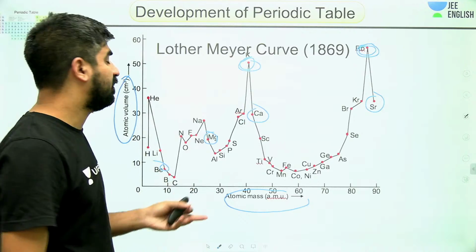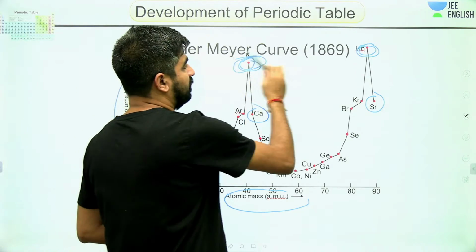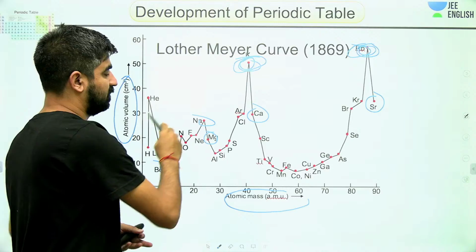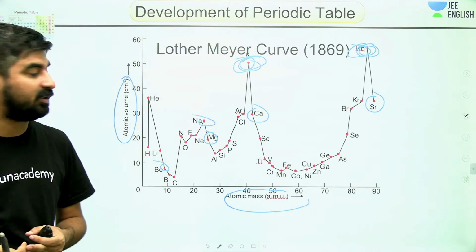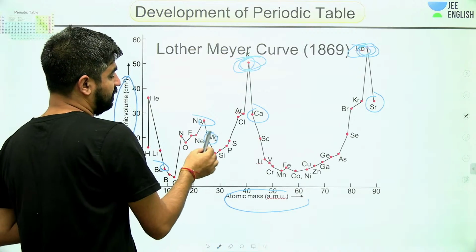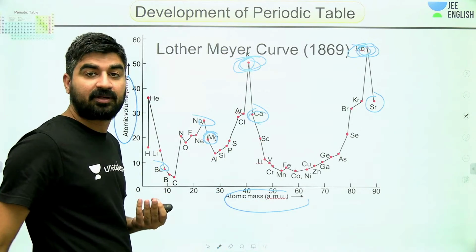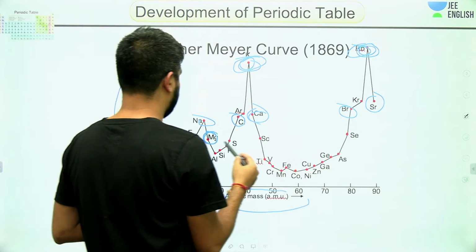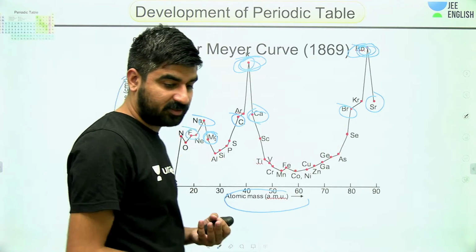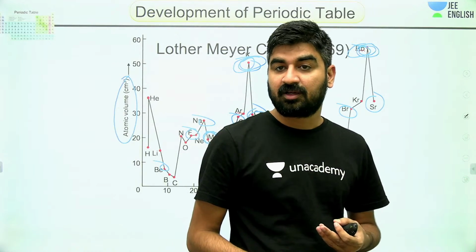And he also observed that elements present at the peaks, or I can say present in the corresponding positions, will have the same properties, and elements present in the descending part will have the same properties, and again in the ascending part will have the same properties. So we got it, right?